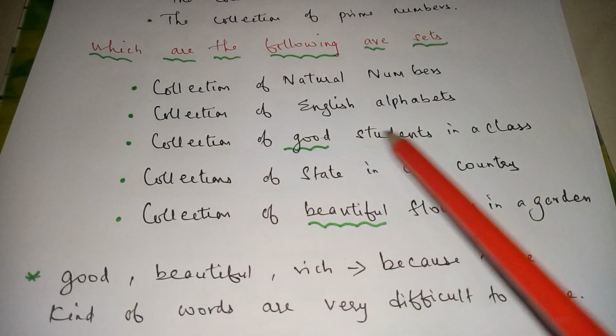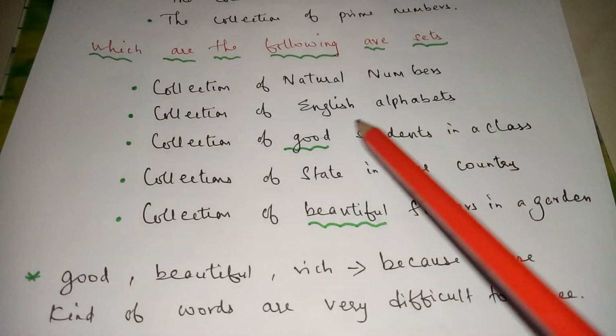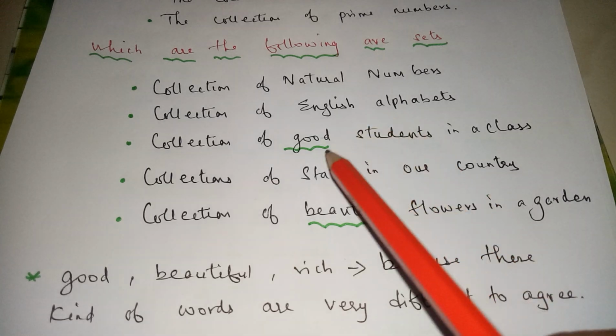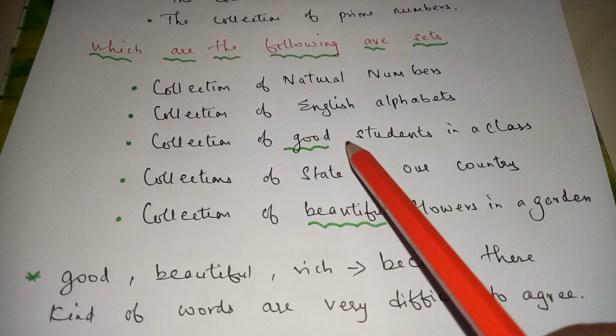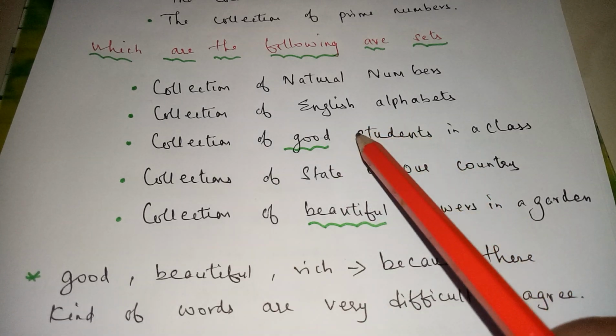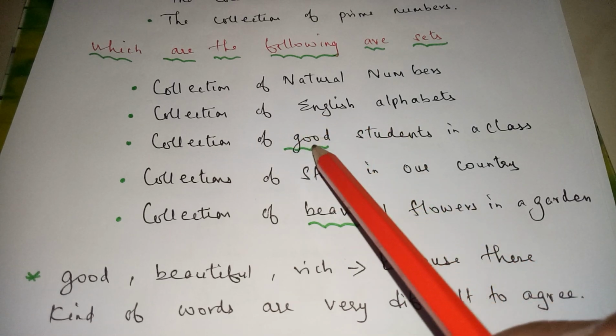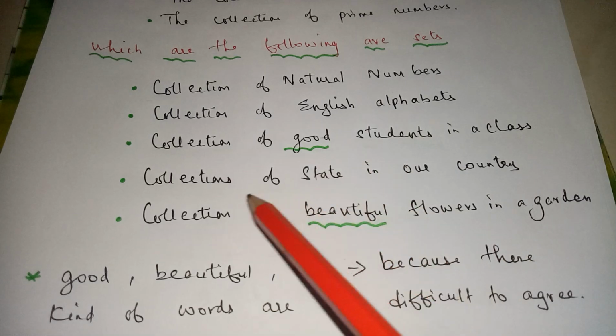Collection of good students in a class. Here I underline the word good. See, we are not able to judge who are good students in the class. It differs from person to person. So this kind of collection is not a set.